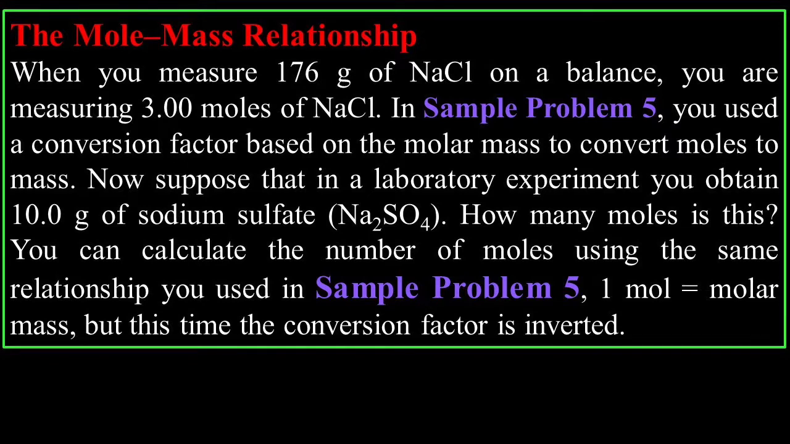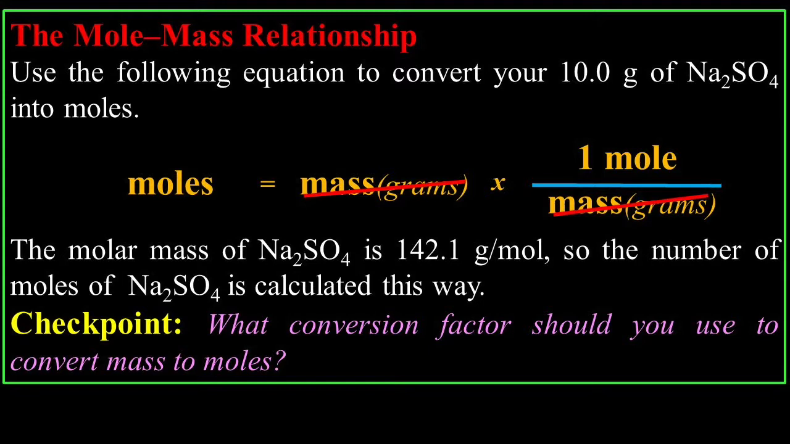Because what I'm going to do is first find the molar mass of sodium sulfate, which is 142.1 grams per mole. So the number of moles of sodium sulfate is calculated this way. What conversion factor should you use to convert mass to moles? Well, we just saw it. So use that equation to convert 10 grams of sodium sulfate into moles.